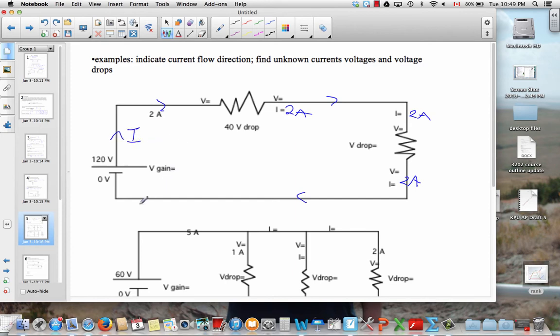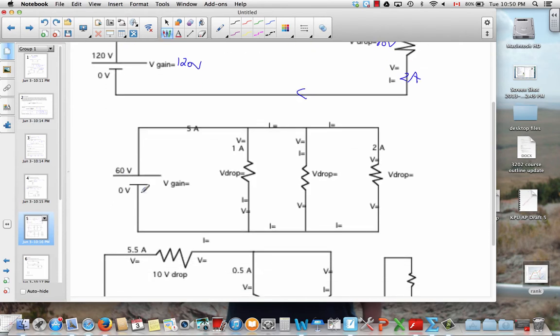Now for the voltage law, as we go around the loop, the gains have to equal the losses. So there's a gain of 120 here. We see there's a 40 volt drop across this resistor, so there must be an 80 volt drop across this one. And then the gains and the losses will be balanced in this loop.